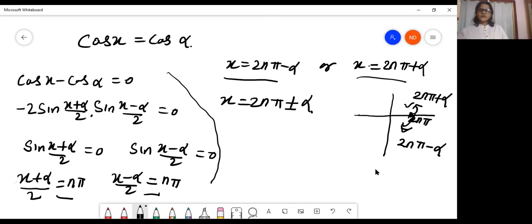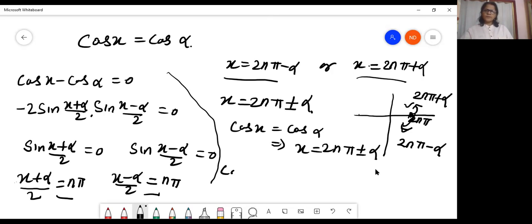So it means the general solution of cos x equal to cos alpha implies x equal to 2n pi plus minus alpha. So how to apply this? Suppose for example, I write here cos x equal to 1 by root 2. Okay, find the general solution.